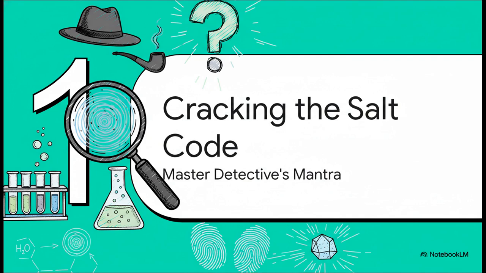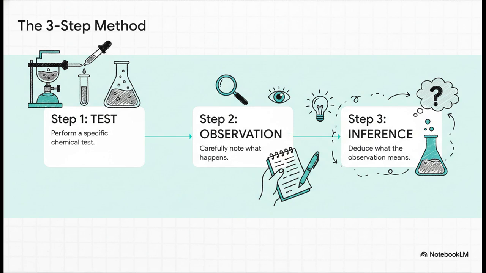Every great detective has a core method, a mantra they stick to no matter what. So let's take a look at ours. This right here, this is the secret sauce. It's a 3-step loop you'll do over and over again. First, you run a test. Second, you make an observation, and I mean you write down exactly what you see, no guesswork. Then, and only then, you make an inference. That's your logical deduction about what that observation means. Test, observation, inference. That's the heartbeat of our investigation.